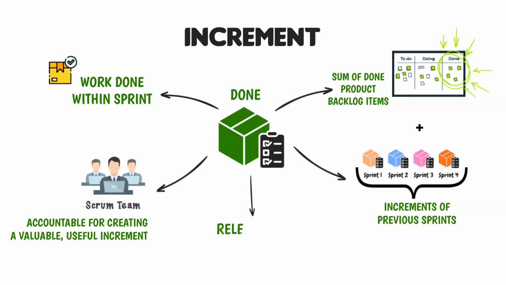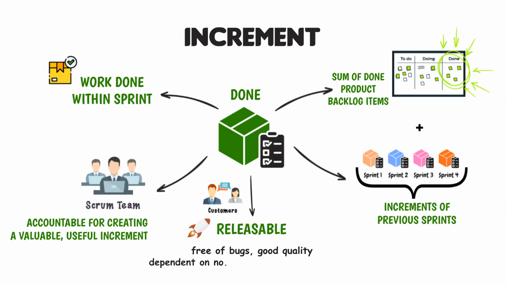The potentially releasable product increment is the value delivered to the customer through the product backlog items completed during a sprint. The potentially releasable product increment must ideally be free of bugs and good quality. The quality may vary according to customers' requirements. From the customer's point of view, the product release is entirely dependent on the number of sprints to be completed for the product increment or potentially releasable product increment to be released in the market.